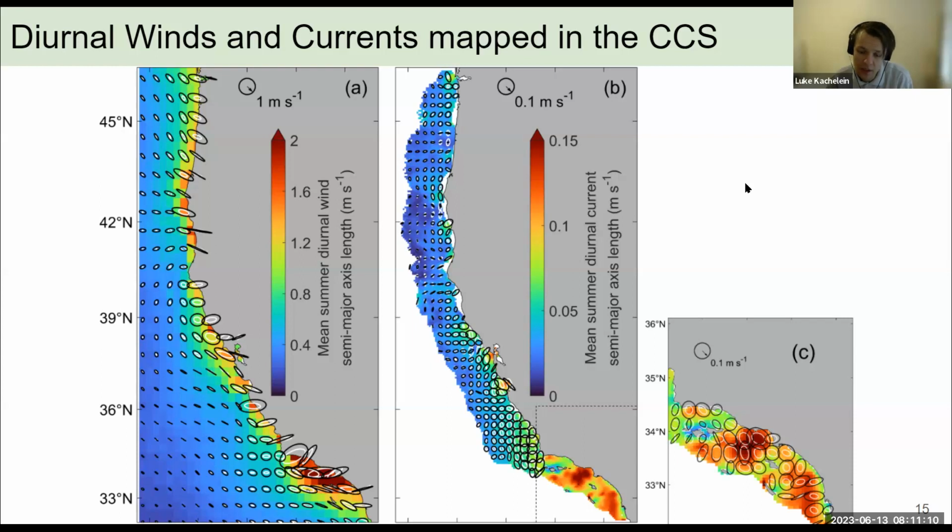But generally, the ellipses are oriented at pretty similar angles throughout the year. So there's a little bit of regularity, but not completely uniform. And we actually see something sort of similar in currents as well.